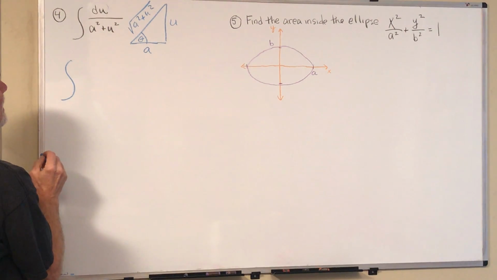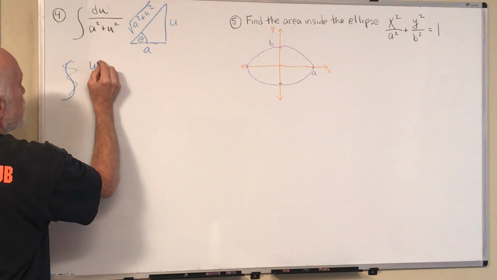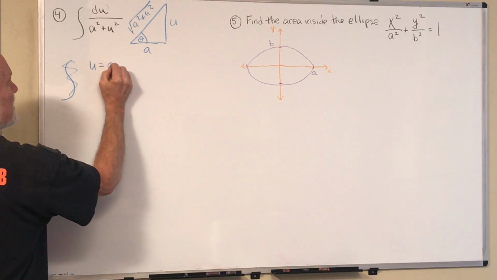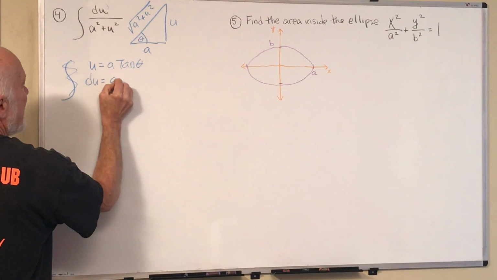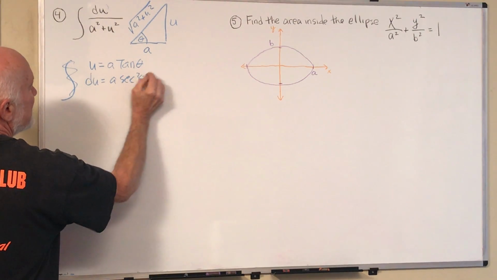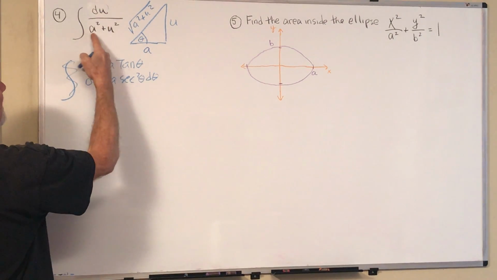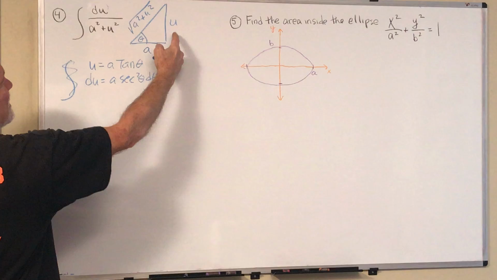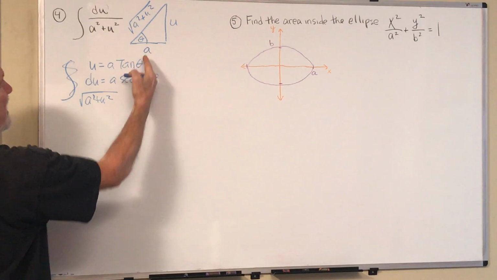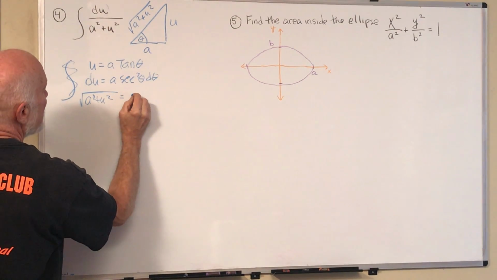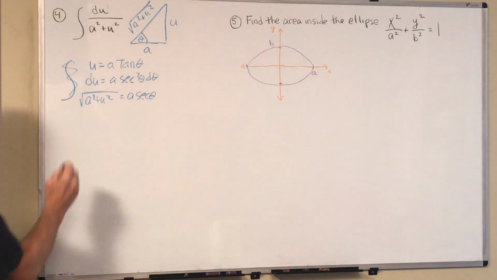So, well, the first thing I have to do is get what my variable is. So u divided by a is the tangent of theta. So du is a secant squared of theta d theta, and this divided by a, the square root of a squared plus u squared divided by a is the secant of theta. So we get that.